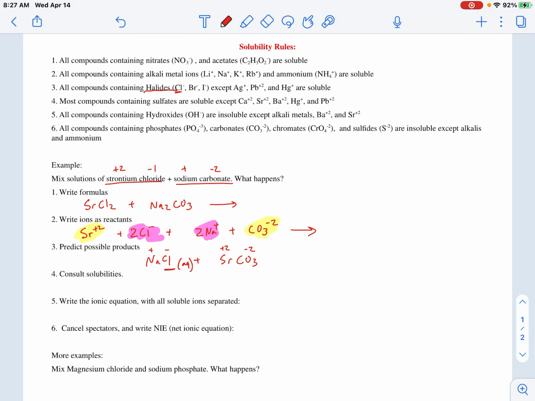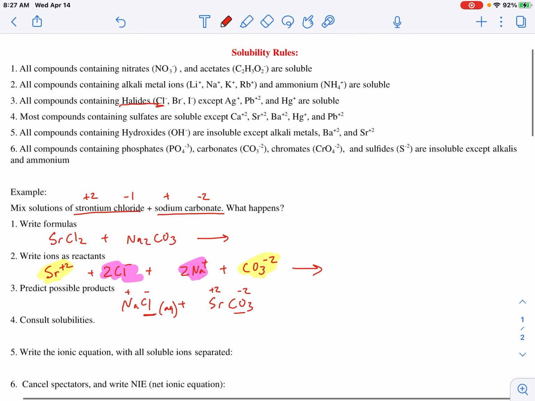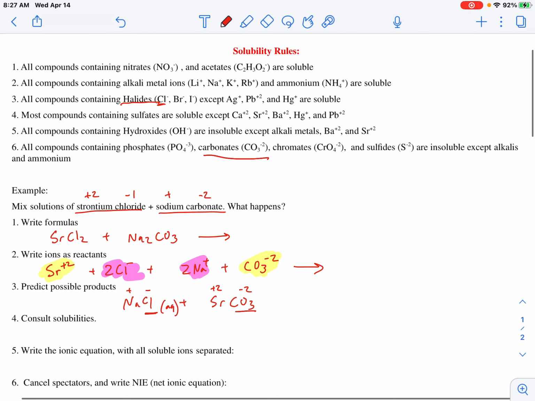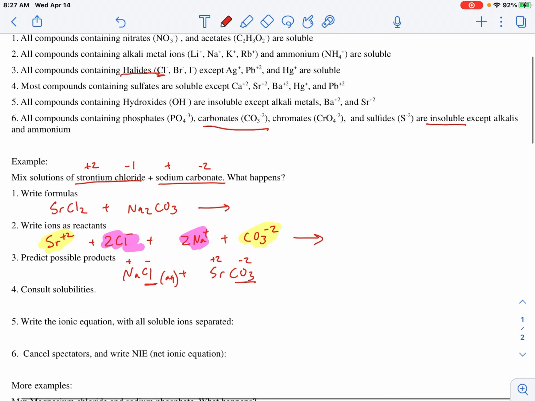Aqueous means soluble. Okay, so for strontium carbonate, let's look up and see if carbonate is found anywhere, and here it is. So all compounds containing carbonates are insoluble, right, except for alkali metals and ammonium. Well, this is not an exception. This is insoluble, so we write S for solid.